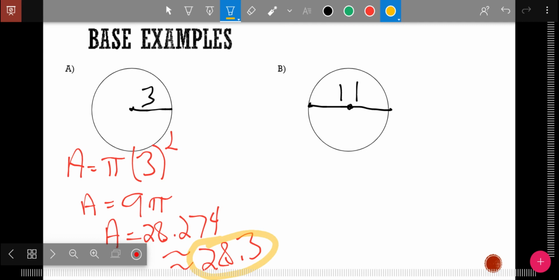If you use 3.14, you would get 28.26. It would still round to 28.3. So that's why we round to the nearest tenth. It gives a more even playing field to people that have to use a basic calculator.